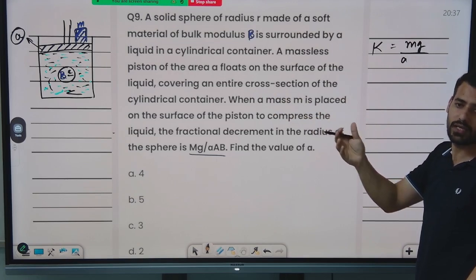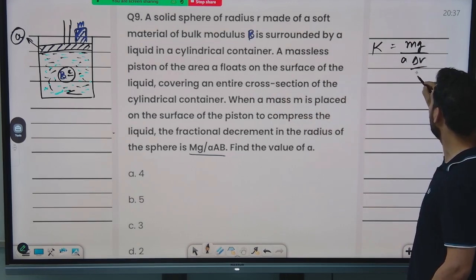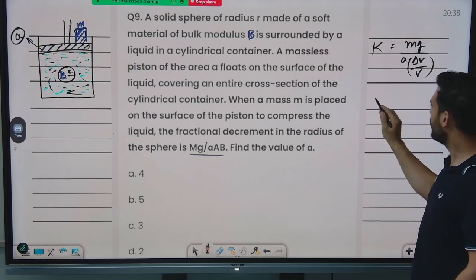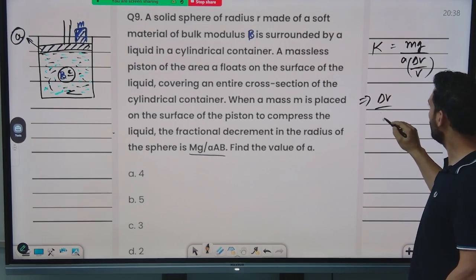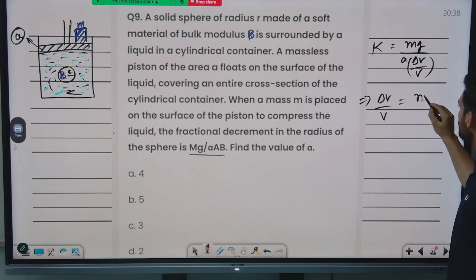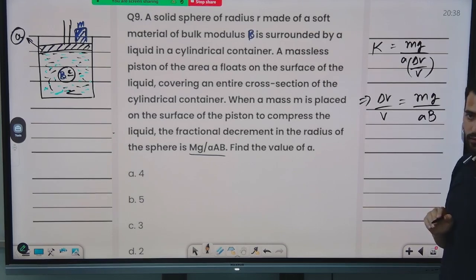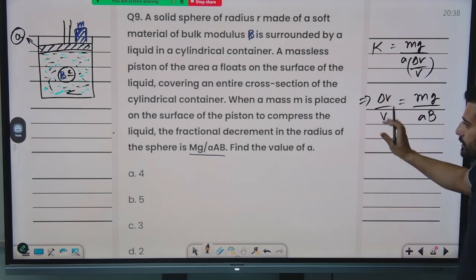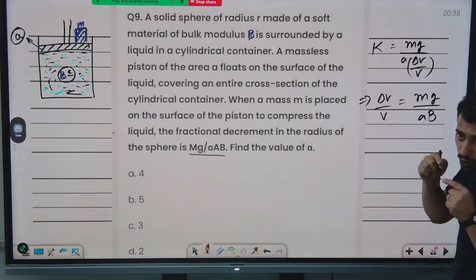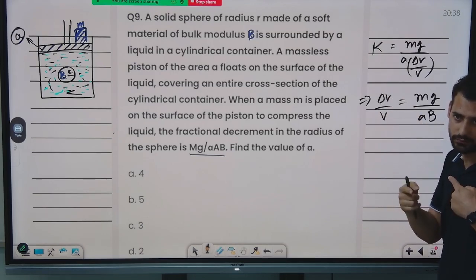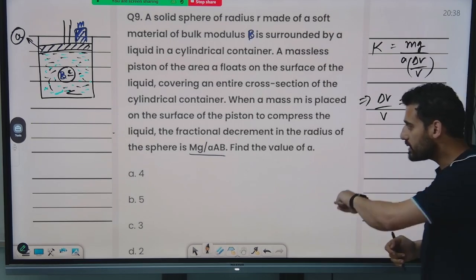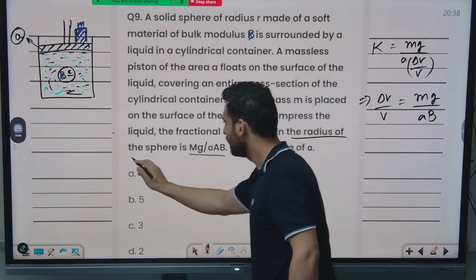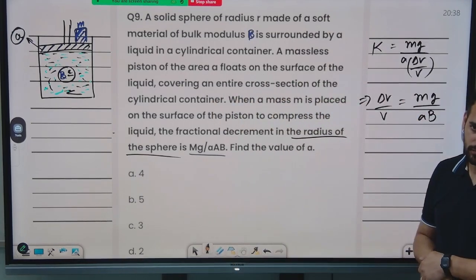Divided by volumetric strain. So volumetric strain will be what? Delta V by V, isn't it? So what I can say is volumetric strain delta V by V is equal to mg by AB, not K, but B. Fine? Where A is the area and B is the bulk modulus. So that is the volumetric strain. This is also called the volumetric decrement, because volume is reduced. But he is saying the decrement in the radius.